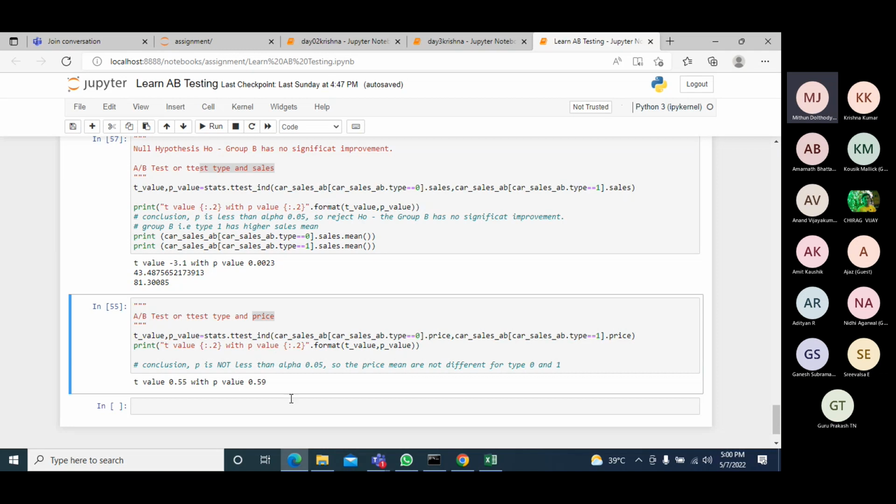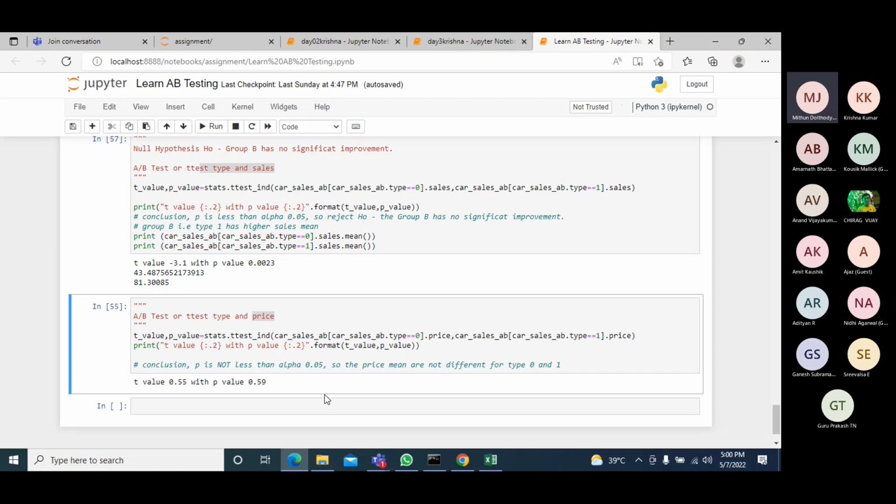T-value, p-value, stats of type equals 0, price. Okay, it looks fine. So there is no difference in the price for the two types. No, but you have to check. You have to check your code. I feel that there is something suspicious in this code.